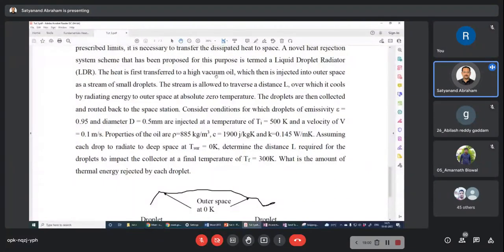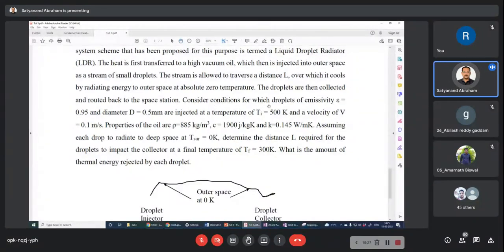The heat is first transferred to a high vacuum oil, which is then injected into outer space as a stream of small droplets. The stream is allowed to traverse a distance L, over which it cools by radiating energy to outer space at absolute zero temperature. The droplets are then collected and routed back to the space station.